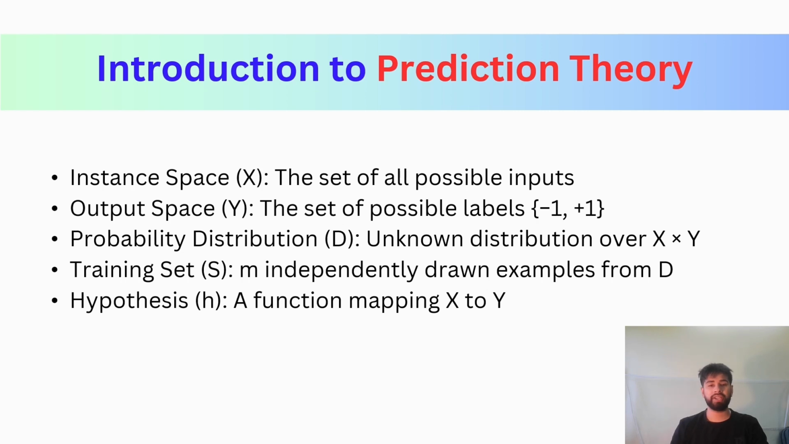So, to understand prediction theory, we need to define some key components. The instance space X represents all possible inputs, while the output space Y contains all possible labels, such as -1 and +1 for classification tasks. Probability distribution D is unknown but determines how data points are distributed. The training set S consists of m different examples drawn from D, and finally, the hypothesis H is a function that maps inputs to outputs. These elements together form the foundation of learning models.